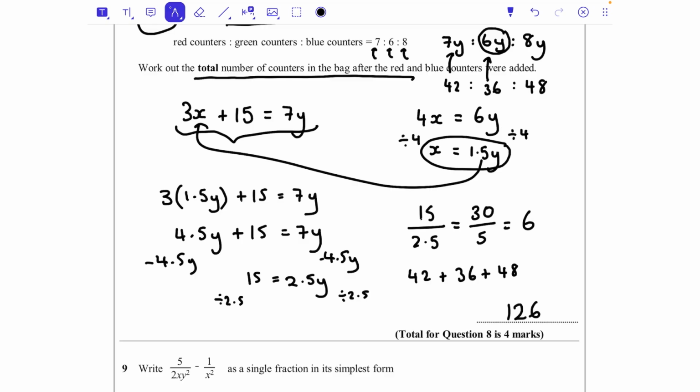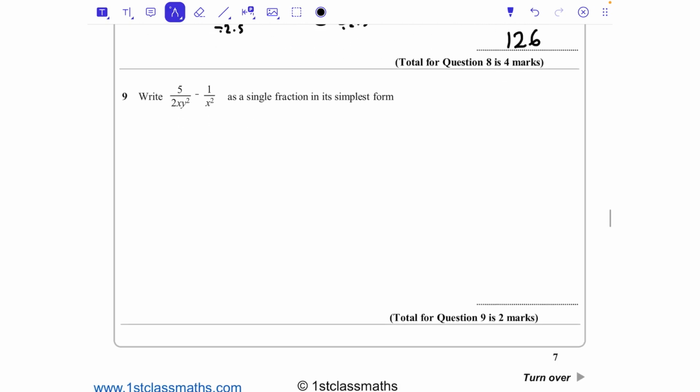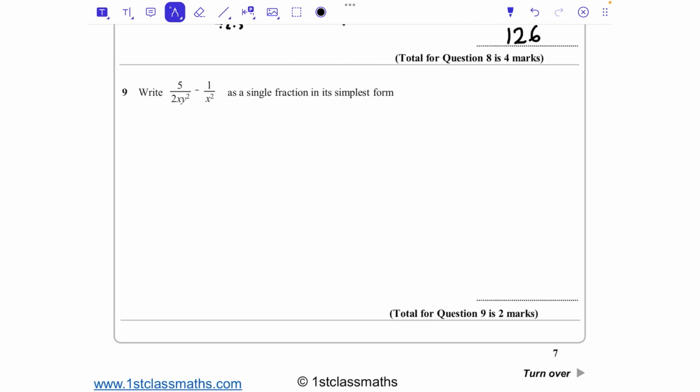Okay, question 9. Write 5 over 2xy squared minus 1 over x squared as a single fraction in its simplest form. So we can only add and subtract fractions if they have the same denominators. So we need to make these denominators the same. I've got 5 over 2xy squared minus 1 over x squared. Now how could I make it the same?